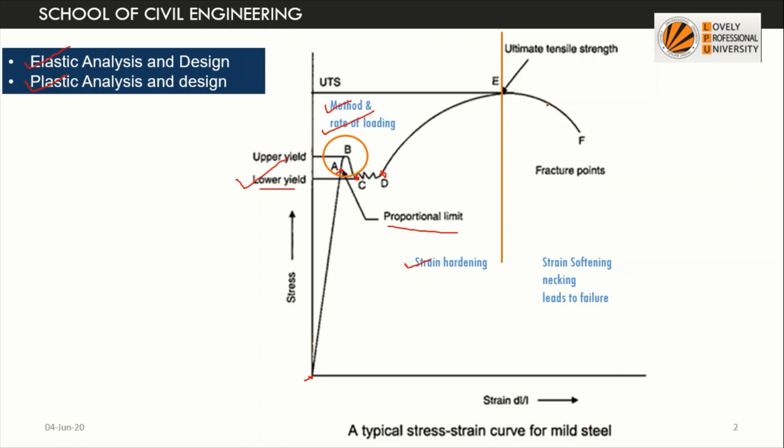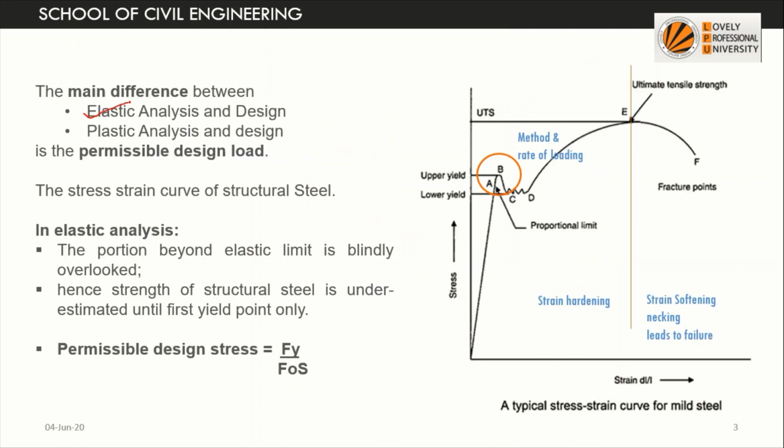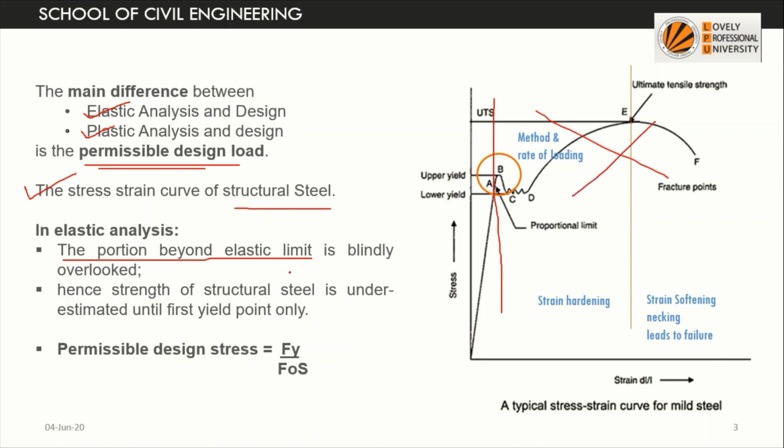We see that the material will again start to take some load. The basic difference between elastic analysis and plastic analysis is the permissible design load. We generally consider the stress strain curve of structural steel, and in elastic analysis we overlook the portion beyond the elastic limit. Beyond this elastic limit we are not considering the strength of the member, and this is a crime, because you are underestimating the strength of structural steel. You are considering the strength up to the first yield point only.